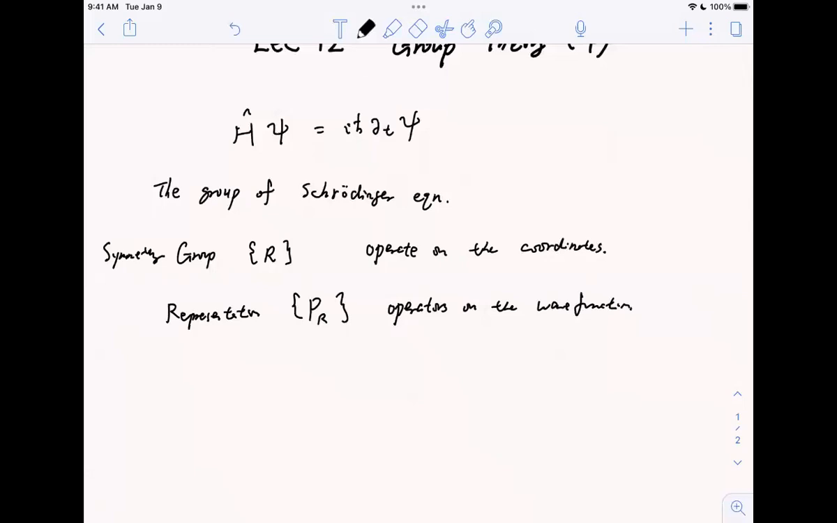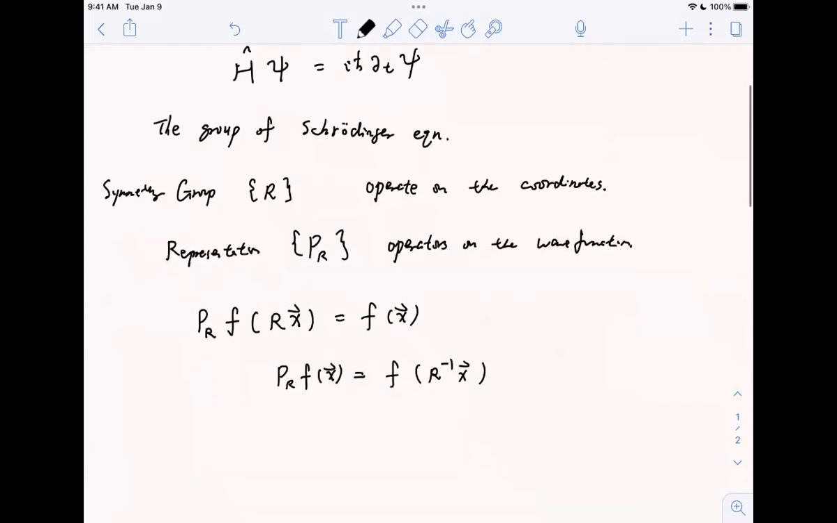If you have a wave function, let's say f, then you apply this R on the coordinate, and then you apply this operator on the wave function, then they go back to itself. That means P_R f(x) is equal to f(R inverse x). So that is how you define it. Basically, what this operator does is cancel the effects of the symmetry operation on the coordinate. And you can easily prove that this P_R is a representation of this group.